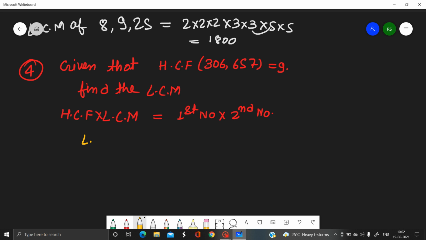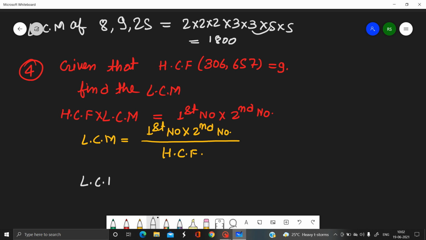Here HCF is in a multiplication, so when I transfer this HCF from the left hand side to the right hand side, its sign will change. Okay. So here it will be first number into second number, and HCF comes in the division. So I can write here HCF. So what is the LCM? I don't know. We have to find the LCM.